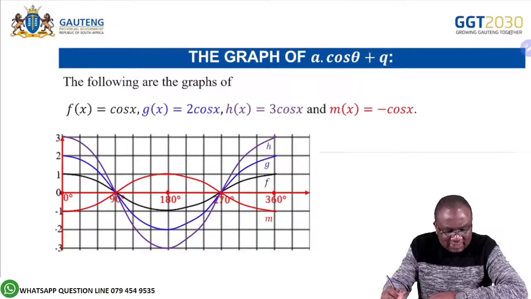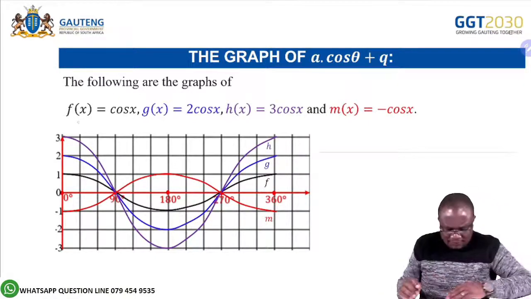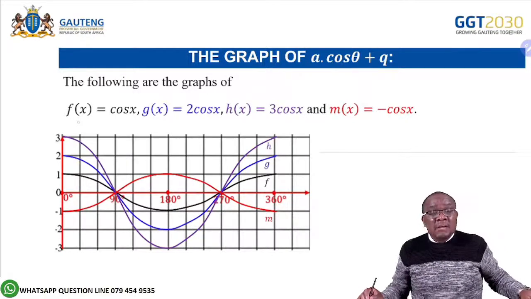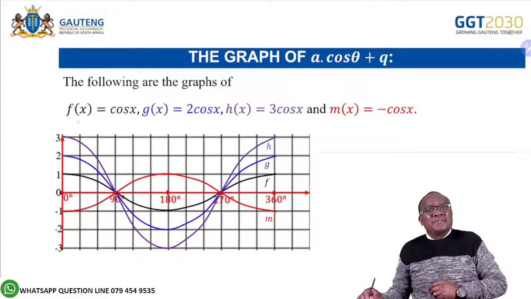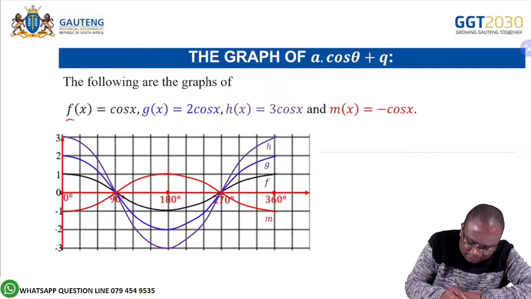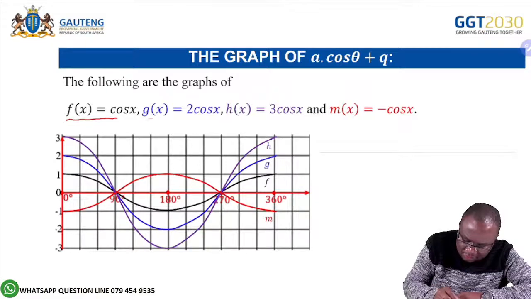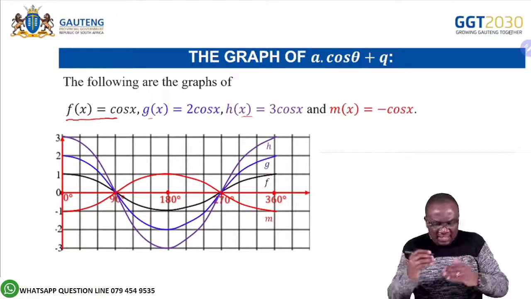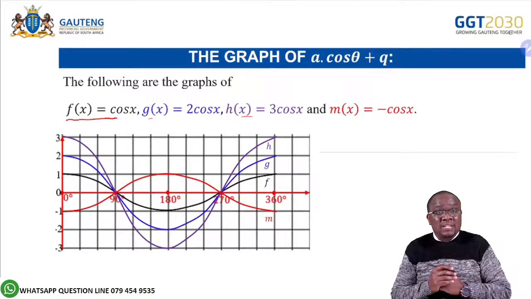The following are the graphs of f of x. It looks clumsy, isn't it? But you should be able to interpret the graphs, because sometimes you're given graphs like this, and you have to be able to read them. This is f of x, and then g of x, h of x, and m of x. There are 4 graphs here, and try to link them using their color codes.